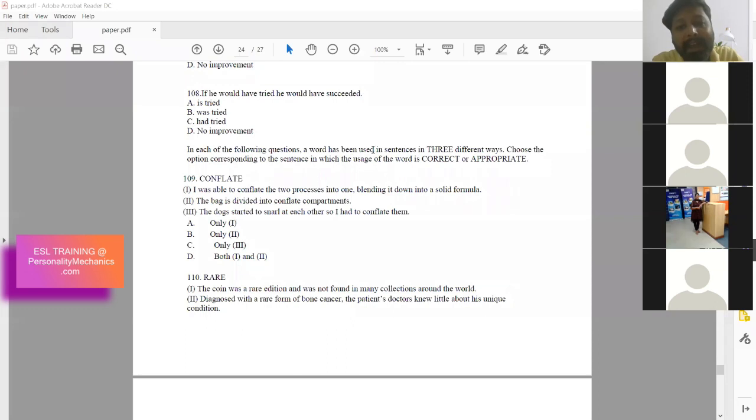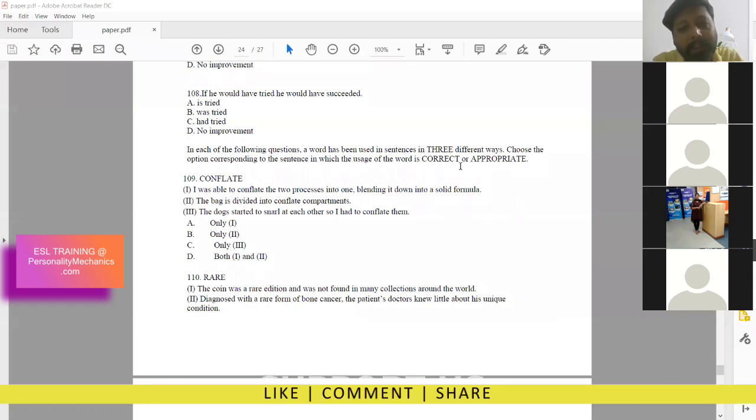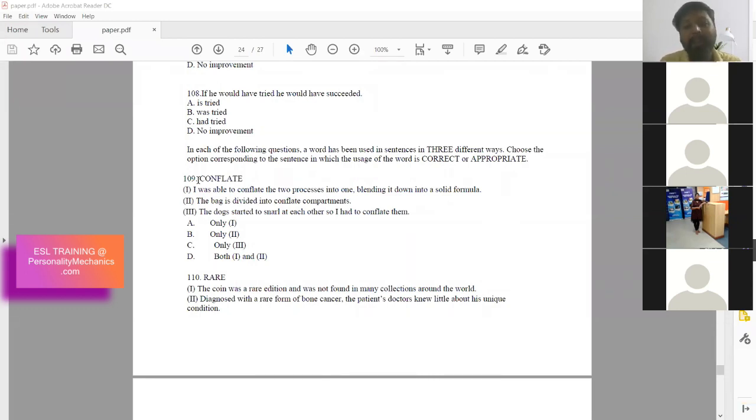Questions: a word has been used in sentences in three different ways. Choose the option corresponding to the sentence in which the usage of the word is correct or appropriate. So the first word is conflate, and the first sentence is, I was able to conflate the two processes into one, blending it down into a solid formula. So what is this? This is basically a vocabulary exercise.